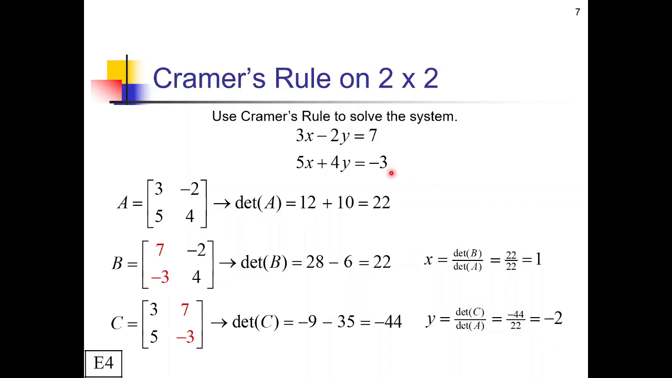And if you want, you can plug them back in just to see if it works. So 3 times 1 minus 2 times negative 2, that does come out to 7. And 5 times 1 plus 4 times negative 2, so 5 minus 8 comes out to negative 3. Boom. And then don't forget to actually write your answer as an ordered pair, so 1 comma negative 2.